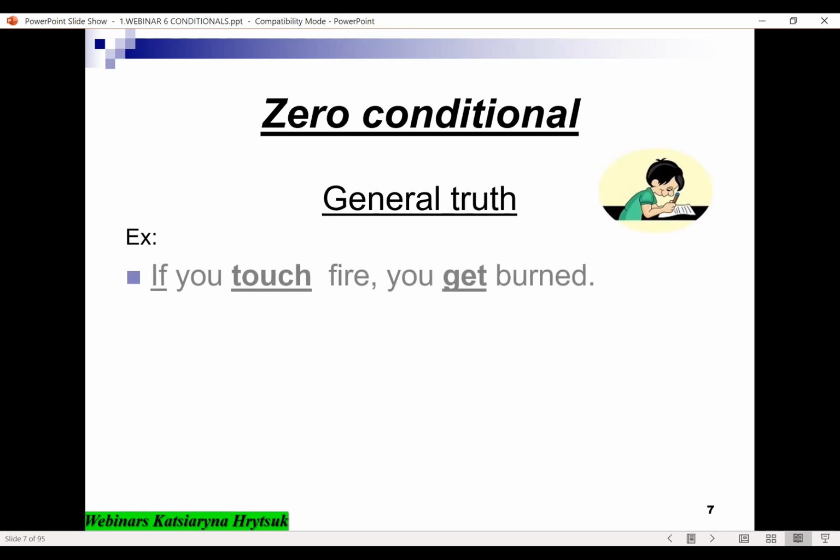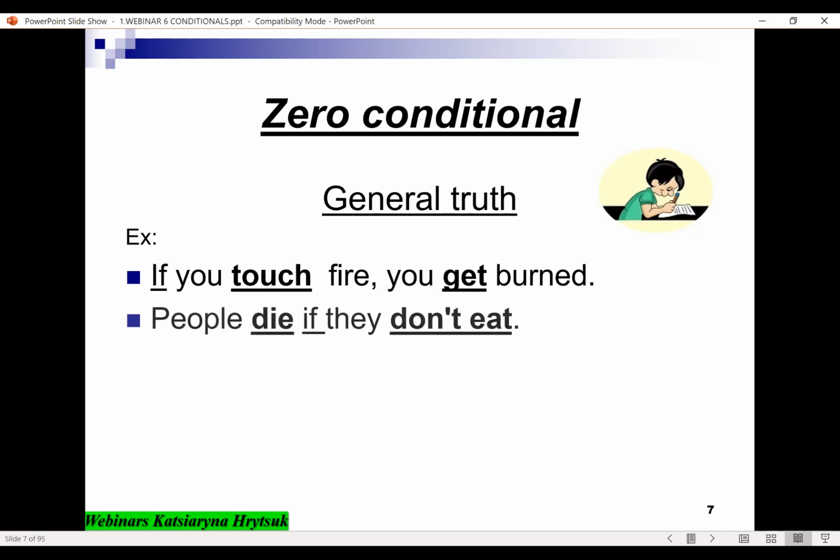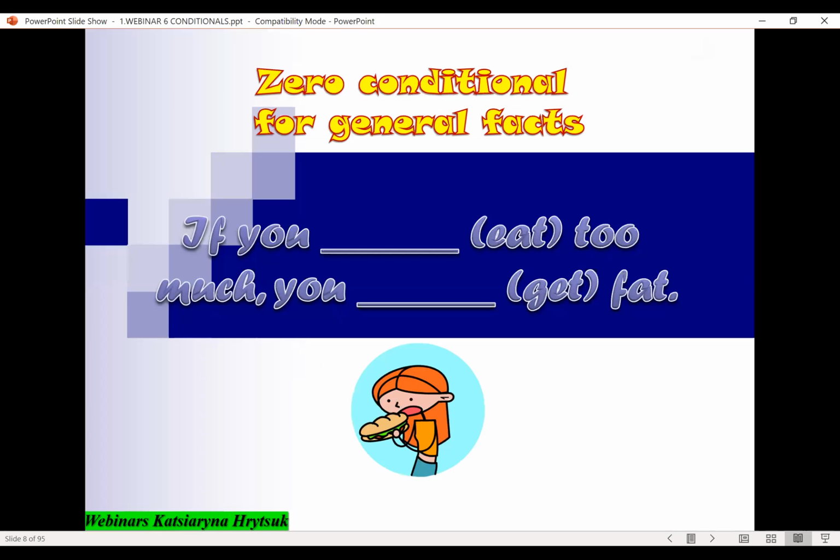Let's move to some practice. Let's go. Firstly, more examples. Emilia, please. If you touch fire, you get burned. Okay, so it's a fact. Natalie. People die if they don't eat. Fact. Olivier. If babies are hungry, they cry. So fact, fact.